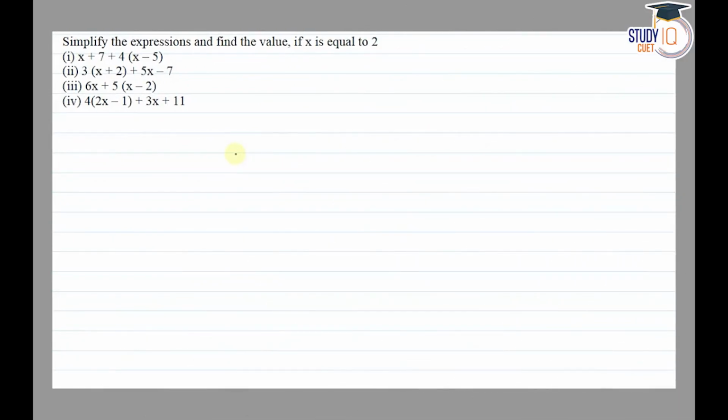Hello everyone, this question appears in the class 7th NCERT chapter of algebraic expressions. This is the 6th question of exercise 12.3. The question says: simplify the expressions and find the value if x is equal to 2.